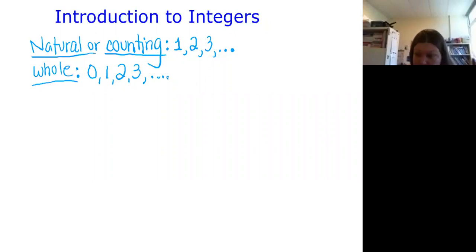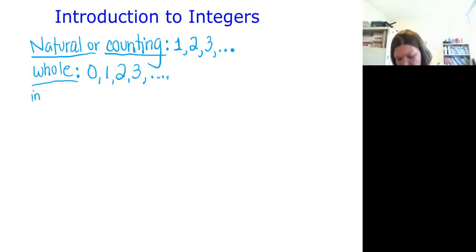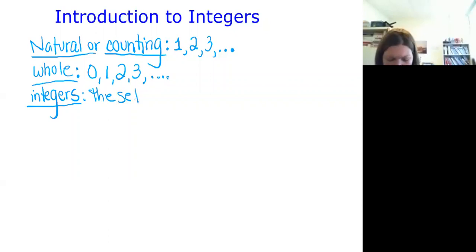Wonderful. Now, this is pretty much what you deal with in your elementary math days, okay? It's not until we get to integers that we start seeing this new idea. And this new idea is opposites of numbers. So integers are defined as the set of whole numbers, those numbers we just wrote above, 0, 1, 2, 3, but it's the set of whole numbers and their opposites.